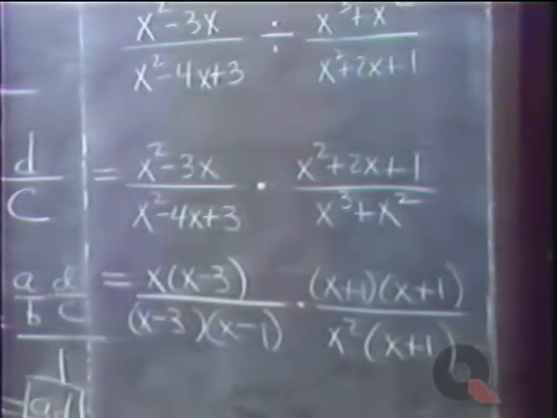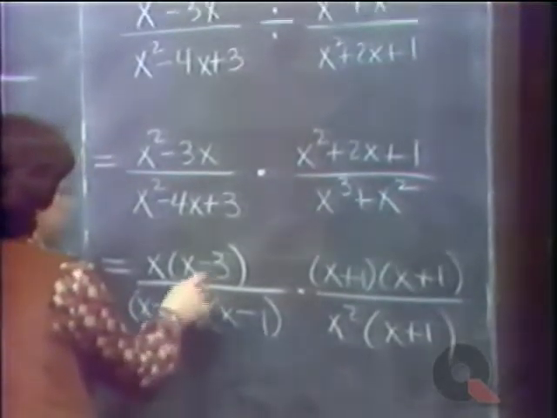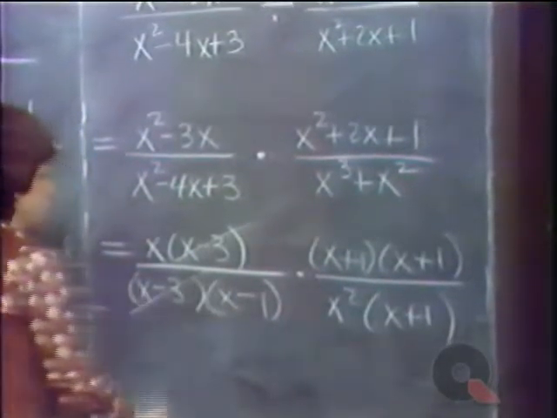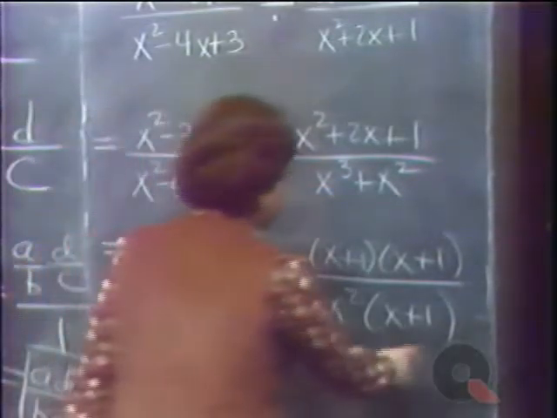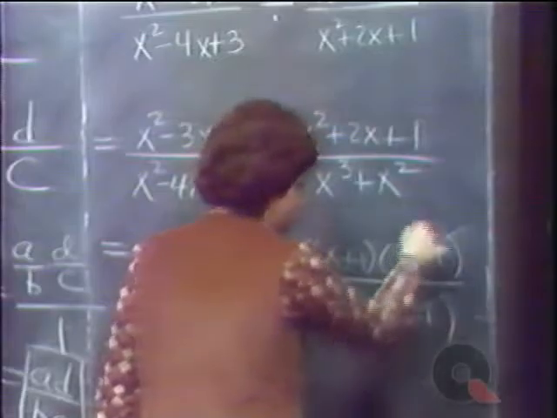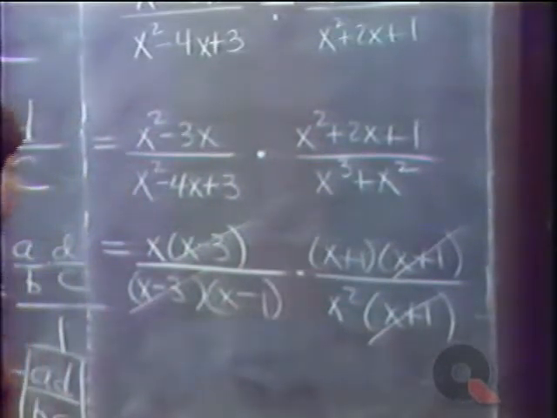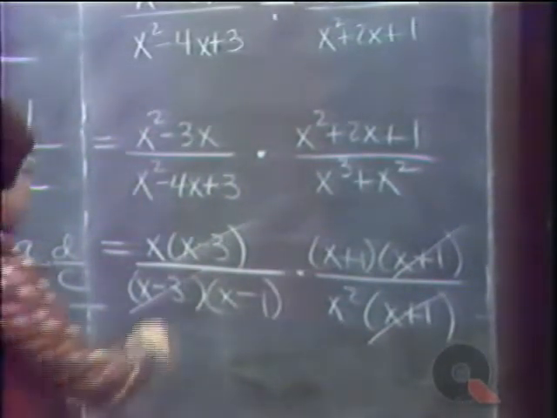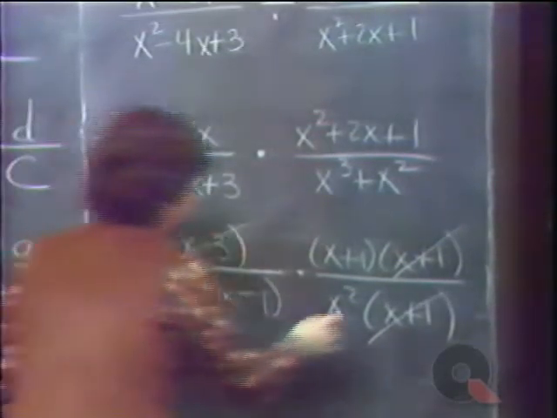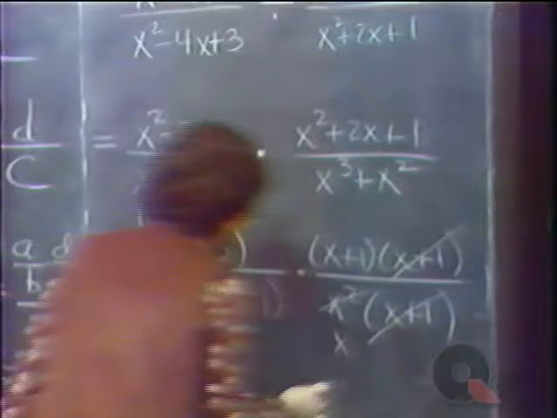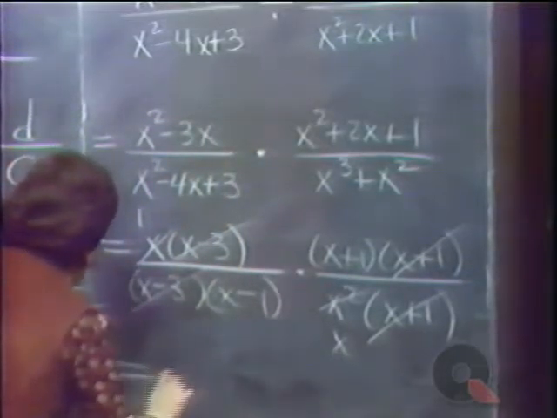Now that everything is joined by multiplication, we're going to see if we can cancel out common factors. We see the x minus 3's cancel. The x plus 1's, one of the x plus 1's on the top cancels one on the bottom. You have an x here and an x squared here. X divided by x is 1. X squared divided by x gives you x. That appears to be as far as we can go.